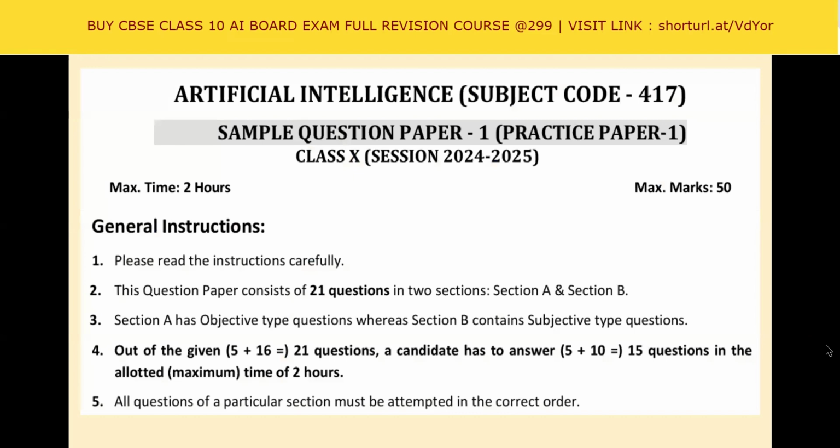If you look at the paper structure, you will have 21 questions in section A and section B. In section A, you have objective questions, and in section B, subjective questions. Out of the given 5 plus 16, that means 21 questions, you have to do 5 plus 10, 15 questions in the allotted time of 2 hours. So the time for this exam will be 2 hours and the maximum marks will be 15.